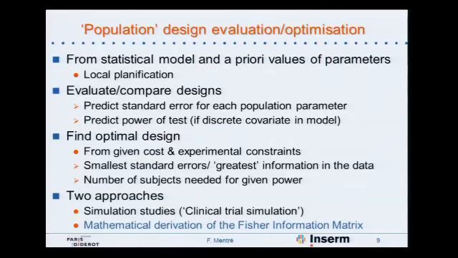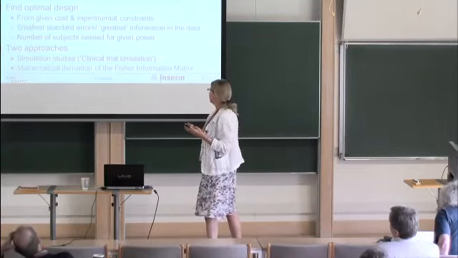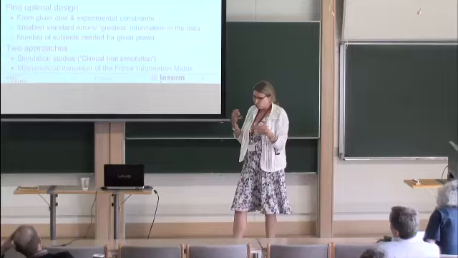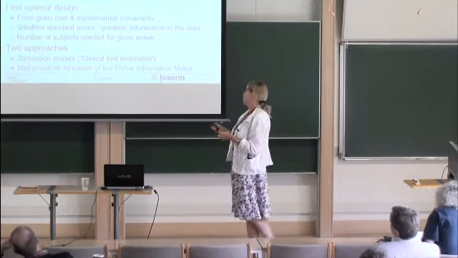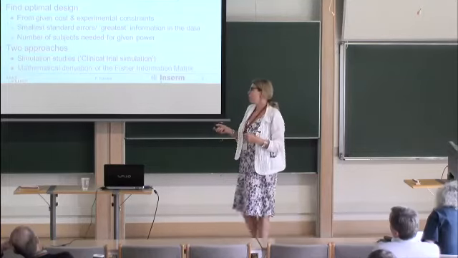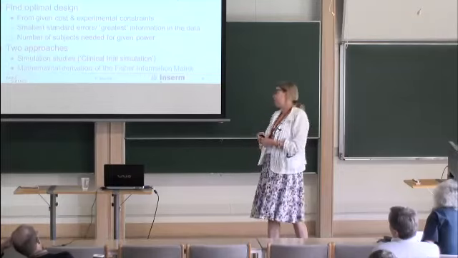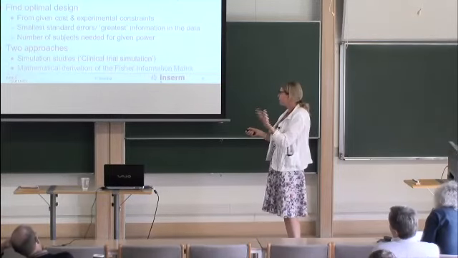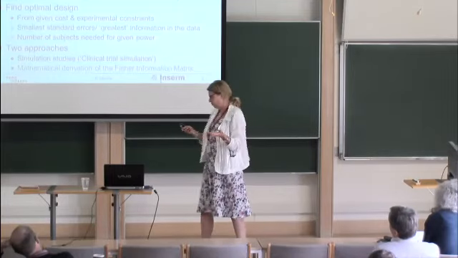We also want to find an optimal design, and to find an optimal design you have to give a cost, a maximal cost, otherwise you'll go to infinity number of patients and number of samples, and experimental constraints. For that you want to get the smallest standard errors or greatest information of the data, or the number of subjects needed for a given power. There are two approaches in pharmacometrics. One approach is to use a simulation study, clinical trial simulation, which is often done, but as you know, it's very cumbersome and you cannot explore a lot of designs. Or use mathematical derivation of the Fisher information matrix.